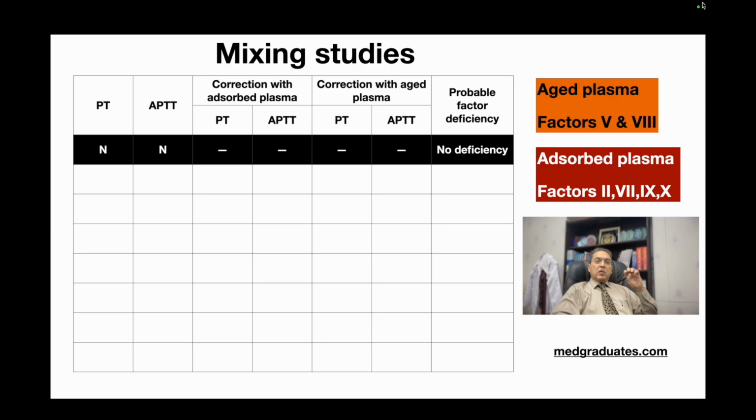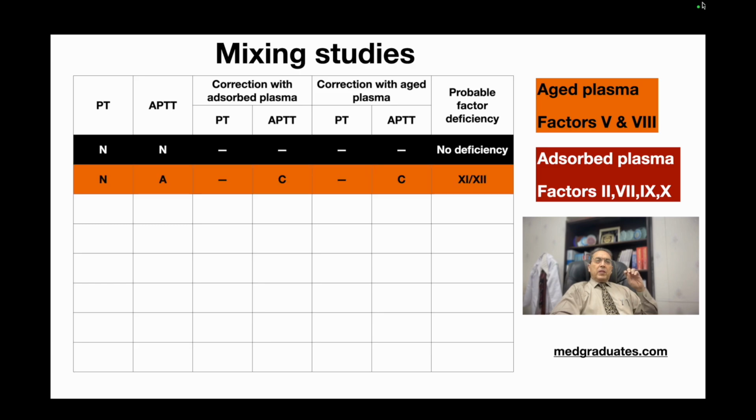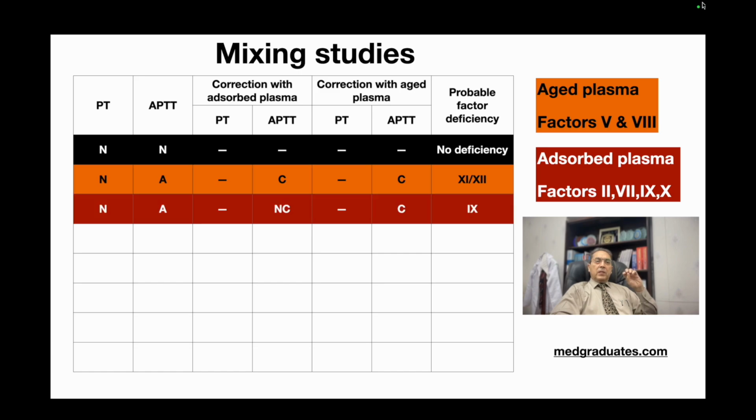When the PT and APTT are normal, there is no deficiency of clotting factors. But if the PT is normal but the APTT is abnormal, and it is corrected by both adsorbed plasma and aged plasma, this is factor 11 or 12 deficiency. When the PT is normal and the APTT is abnormal, and it is corrected by the aged plasma and not by the adsorbed plasma, this is factor 9 deficiency. With a normal PT and abnormal APTT, if this is corrected by adsorbed plasma and not by aged plasma, this is factor 8 deficiency.